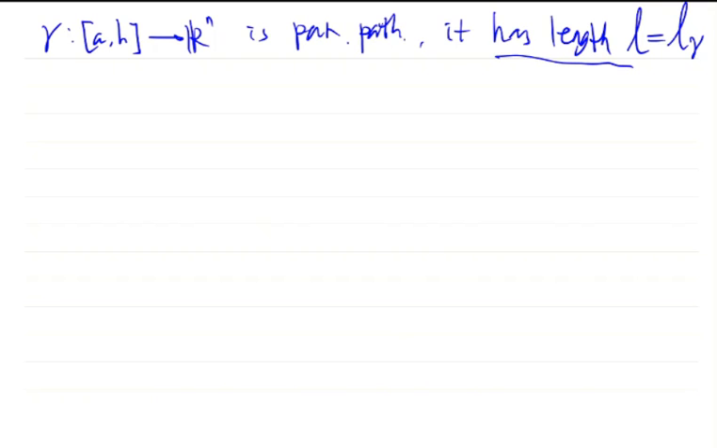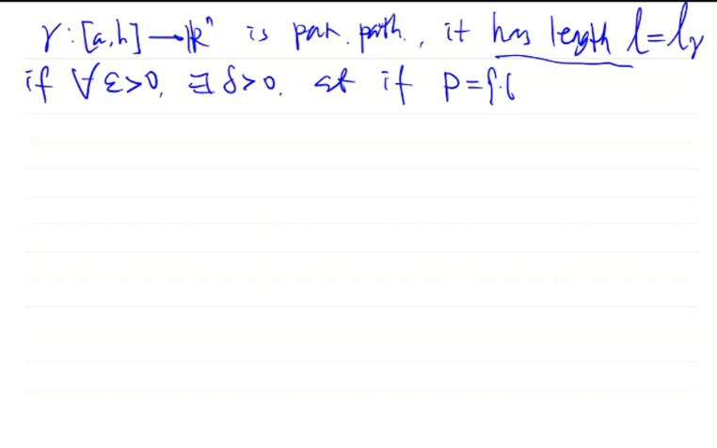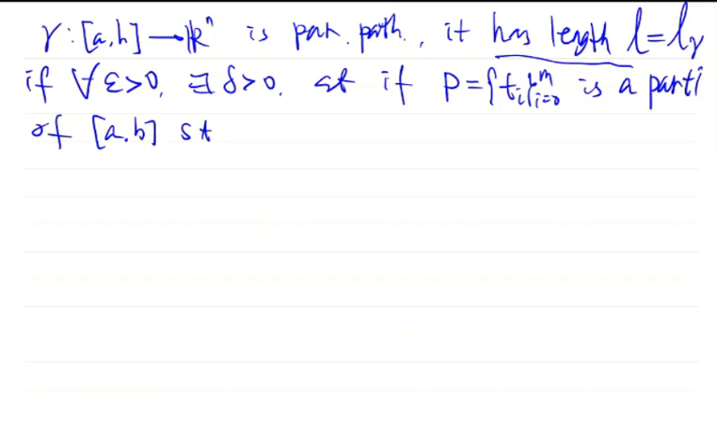When it has a length, by definition, for any epsilon positive, there is a delta positive such that if P is a partition of AB, whose gap is denoted by the absolute value of P. This is a quantity describing the fineness of the partition. That is the maximum of the lengths of the resulting small intervals.